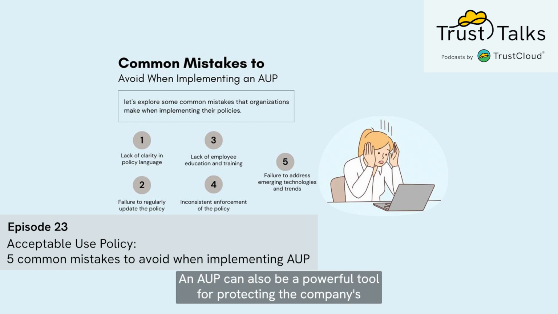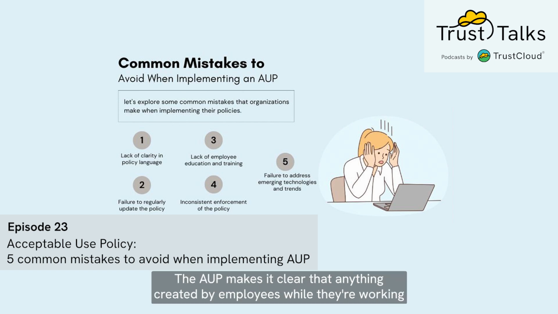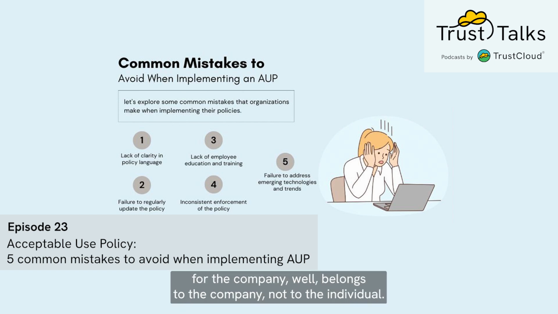An AUP can also be a powerful tool for protecting the company's intellectual property. All those great ideas, designs, secret formulas, all that stuff. Right, yeah, all the secret sauce. Exactly. The AUP makes it clear that anything created by employees while they're working for the company belongs to the company, not to the individual. Makes sense. You can't just walk away with the company's creative treasures.